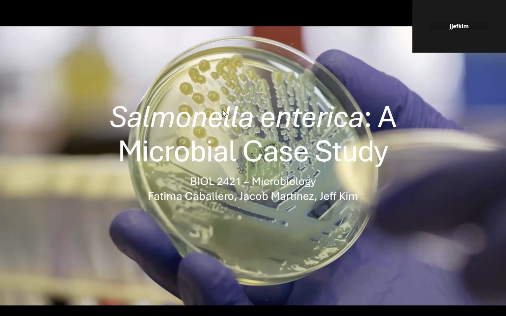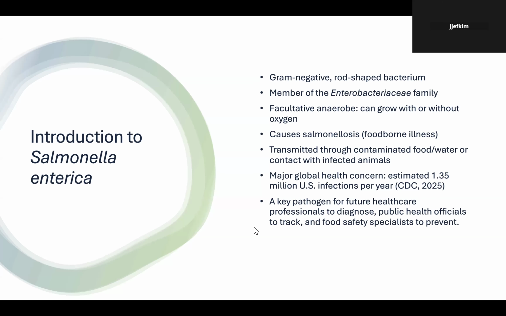Salmonella enterica is a gram-negative, rod-shaped bacterium in the Enterobacteriaceae family. It's a facultative anaerobe, which means it can survive in both oxygen-rich and oxygen-poor environments. This flexibility helps it thrive in diverse places like food, water, and inside animal and human intestines.